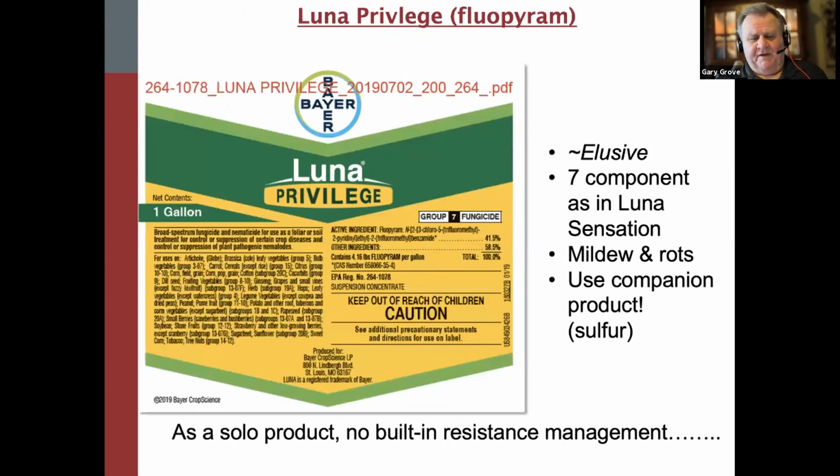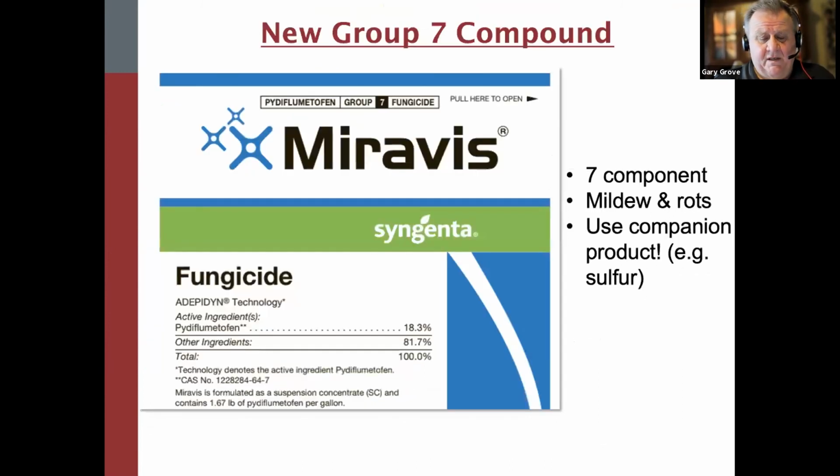So Luna Privilege, this is registered in Washington State, and it's registered on stone fruit, but I don't know much about its availability. It was pretty scarce several years ago, so that's why I said here that it's elusive. But it is the same thing, fluopyram, as the group 7 component in Luna Sensation, and it's effective against mildew and some post-harvest rots. But again, if you're using this in the tank, be sure you tank mix it with something else that's effective against mildew, sulfur or some other appropriate mode of action.